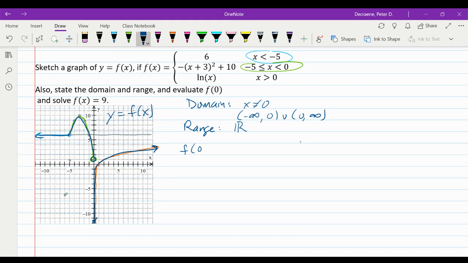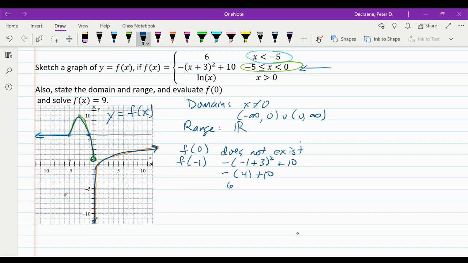f of 0 does not exist because there's nothing there. We've got that open circle there and the asymptote. We can't get to 0 on the graph. But if we wanted to do f of -1, we'd have to find which formula we want to use. If x is -1, we'd be using this formula because -1 is between -5 and 0. And so we would do the opposite of (-1 plus 3) squared plus 10, which is the opposite of 2 squared, which is -4, plus 10, which is 6. And indeed, there's the point (-1, 6).